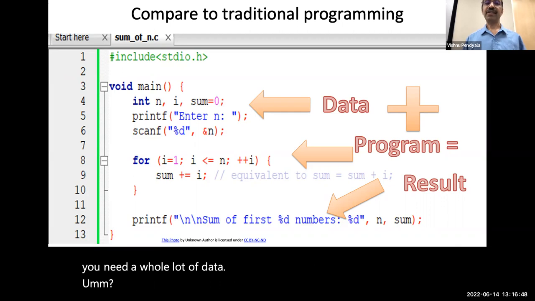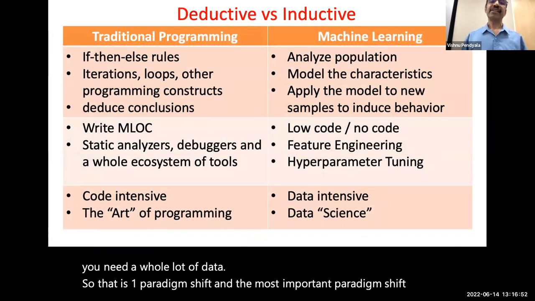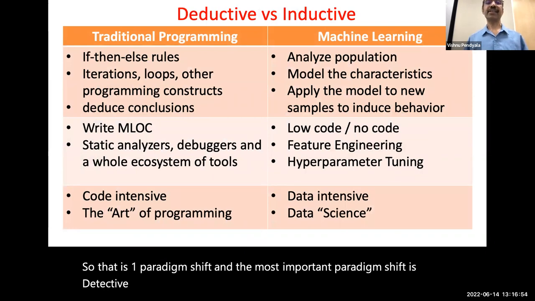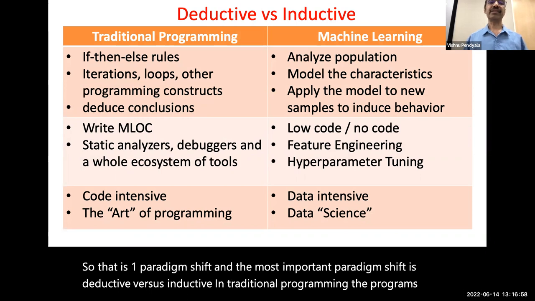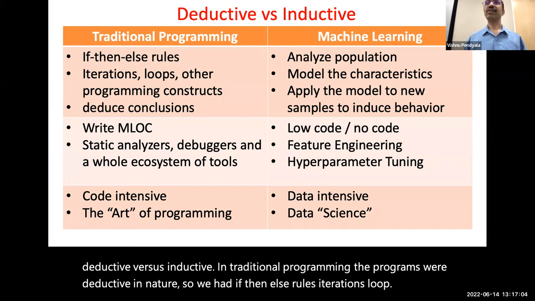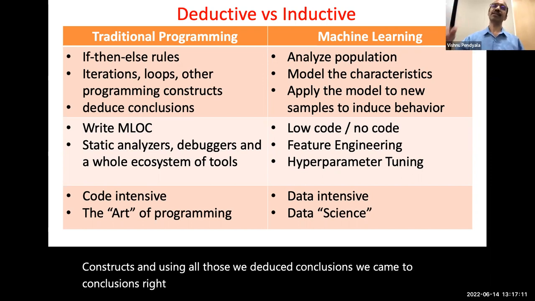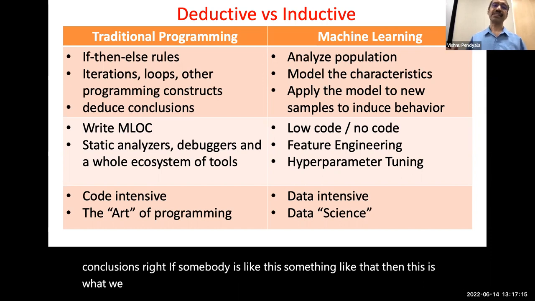So yeah, that is one paradigm shift. And the most important paradigm shift is deductive versus inductive. In traditional programming, the programs were deductive in nature. So we had if-then-else rules, iterations, loops, programming constructs. And using all those, we deduced conclusions. We came to conclusions, right? If somebody is like this, something is like that, then this is what we conclude. So that was traditional programming.